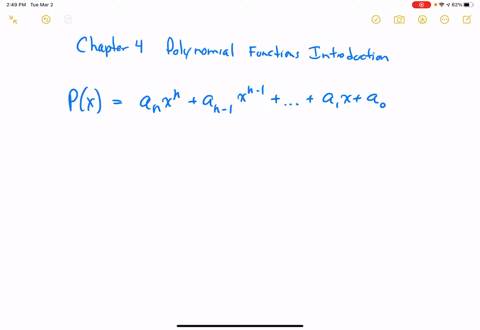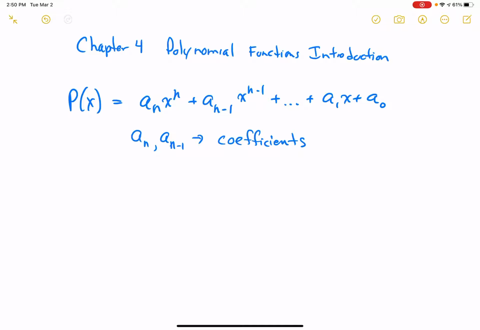I know I sometimes write this kind of stuff and people are like, I have no idea what all of that is. But just understand that this a sub n, the a sub n minus 1, those represent coefficients. And these are the numbers that come in front of the variables that you have. The variable here is x. And so this n, the n minus 1, and so on down the line, those are subscripts. And they are just a different way of looking at what that number is. It's identifying or delineating between different a's.